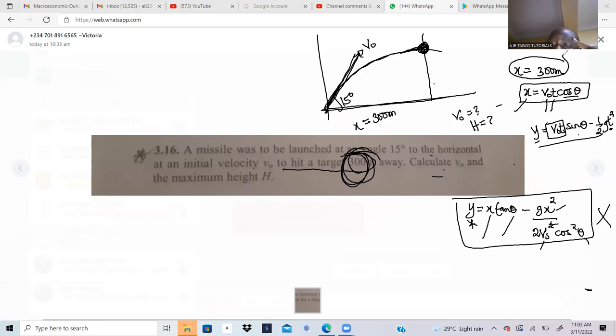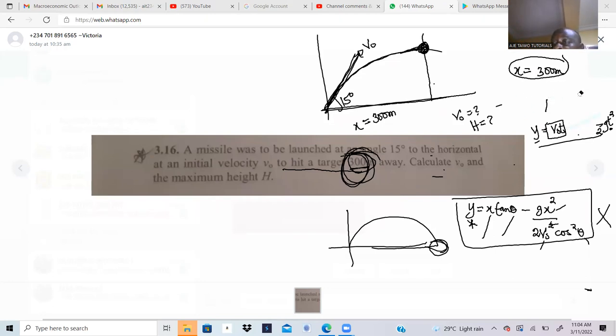They said a missile was to be launched at an angle of 15 to the horizontal at an initial velocity V naught to hit a target 300 meters away. How are we so sure that the target is actually where the body will have landed? How are we so sure? But in this case, we have to assume that 300 meters. Take note, we'll say range.